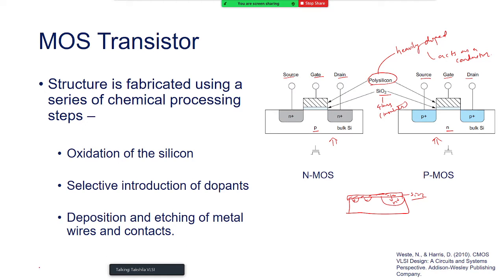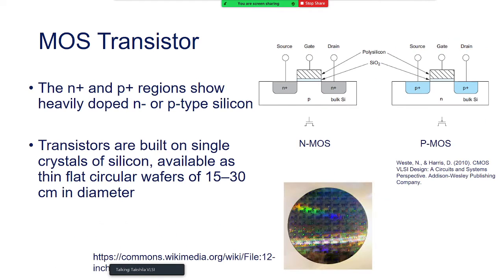So let us understand now how these structures are working. We know the N plus and P plus regions. In the NMOS transistor you have N plus regions acting as source and drain. In the PMOS transistor you have P plus regions acting as source and drain. Remember, the device is symmetric.